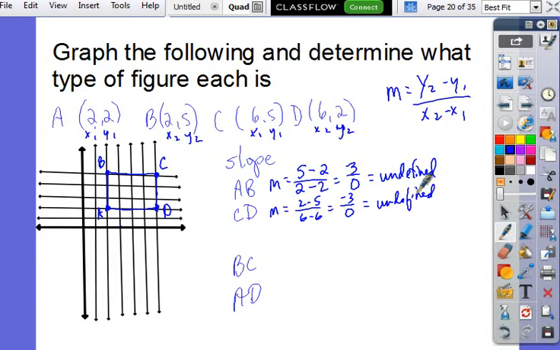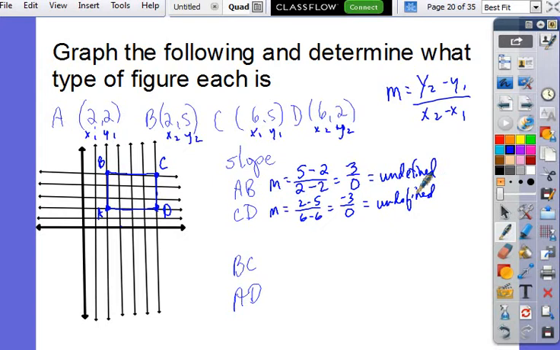What do I know right now? What does that mean? They're the same. I've got the same slope. If you've got the same slope, what does that mean for the lines? They're congruent. Not congruent. They're parallel. So right now, I know that these two sides, AB and CD, are parallel. That's all I know. I'm going to do the same thing down here.